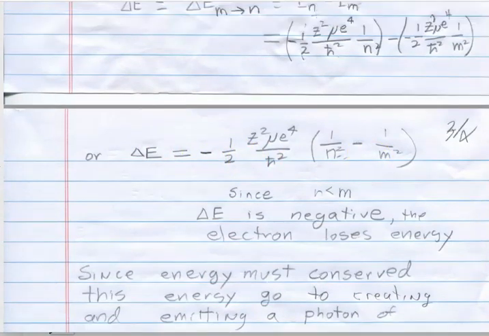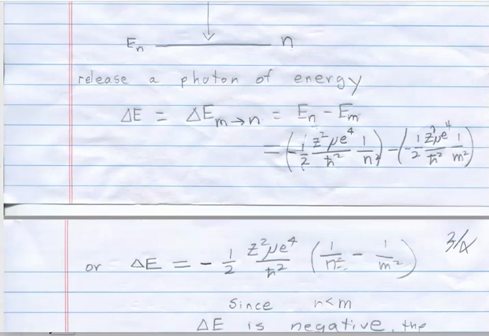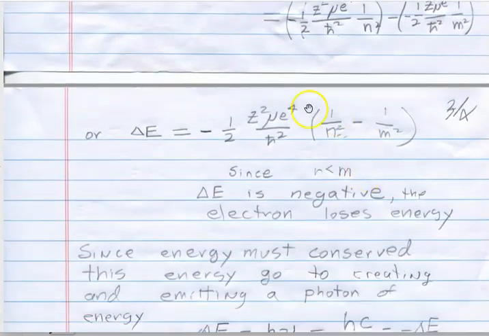So as you might expect, as the energy goes from a higher energy level to a lower, the electron loses energy. Notice n is a smaller number than m, and so this number is bigger, so this thing in parentheses is positive, and so this overall negative sign is indeed the sign of E. So it loses energy. It's negative because it loses energy.